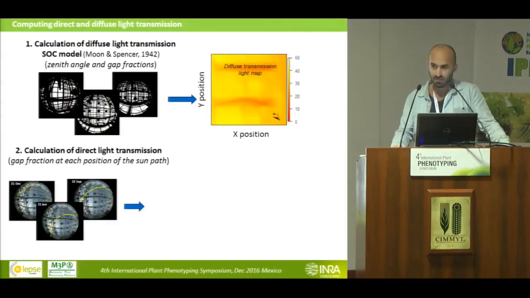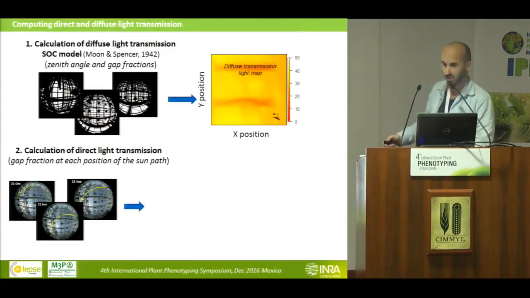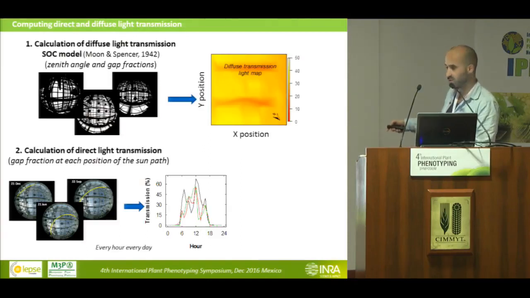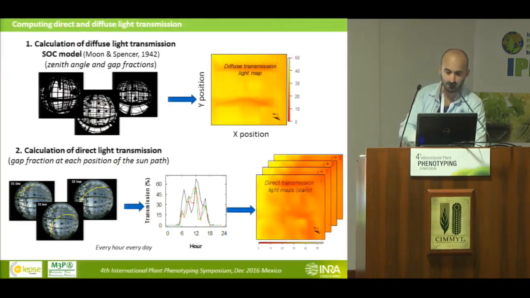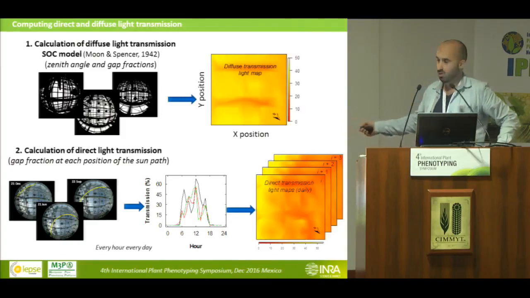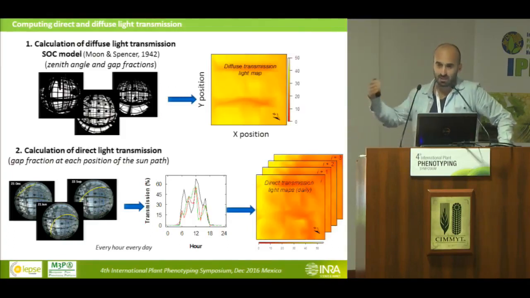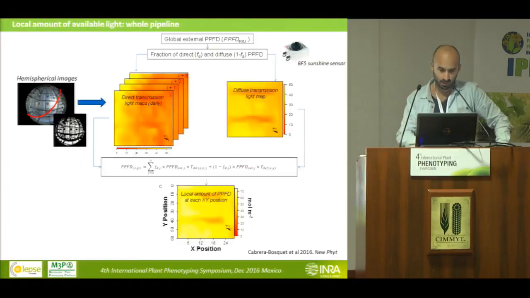We did similarly the same for the direct light transmission, but here the things are slightly different, because this transmission of direct light depends on the hour and the day of the year. So what we did was to simulate for every hour and day of the year the relative position of the sun, and we calculated how this direct light was transmitted at each position, and then we interpolated to the different positions in the greenhouse, but in this case we obtained a map for every day of the year.